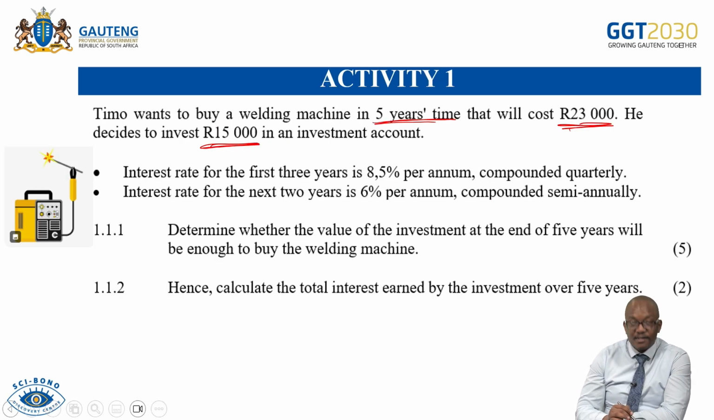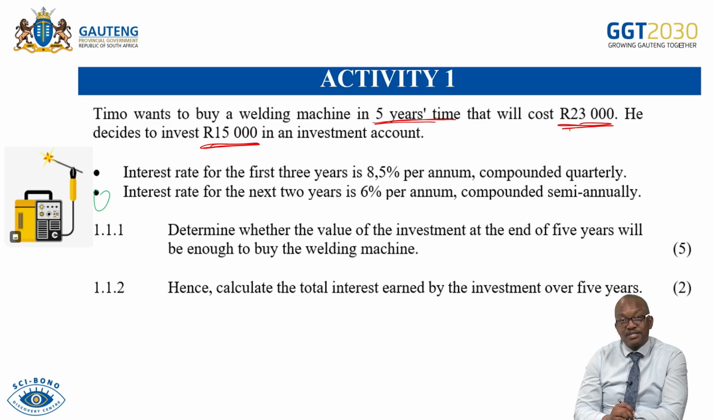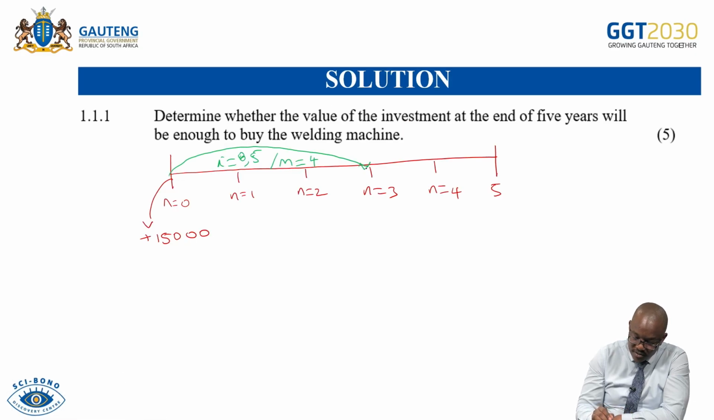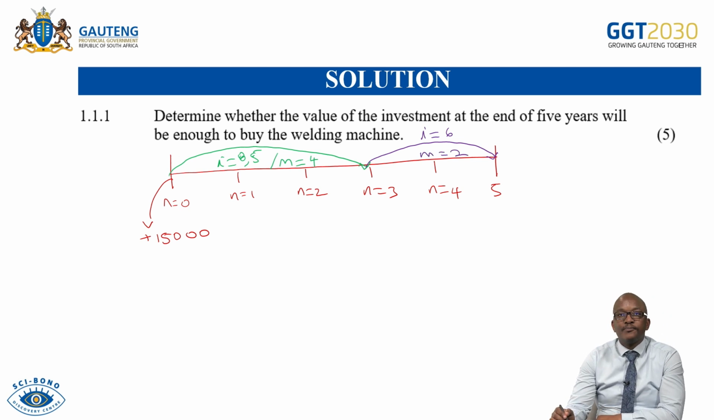Now the second bullet says the interest for the next 2 years is changed to 6% per annum, compounded semi-annually. Remember, quarterly is 4, semi-annually means 2. So from the 3rd year to the 5th year, the interest changed to 6%, and it was compounded semi-annually, which is 2.